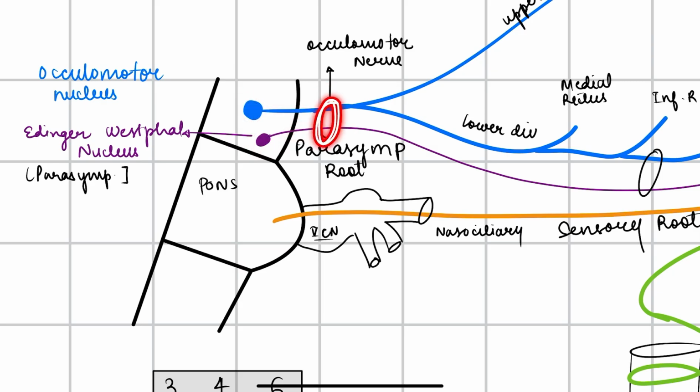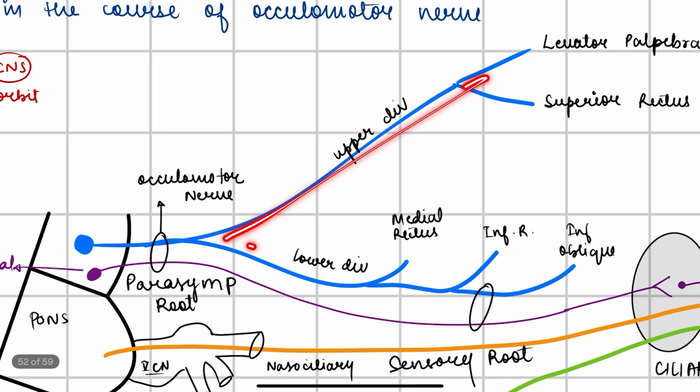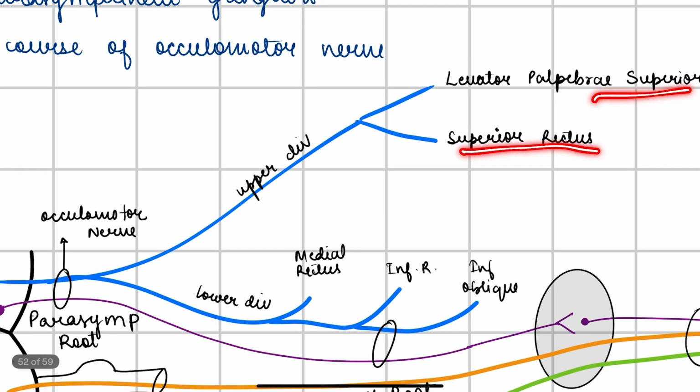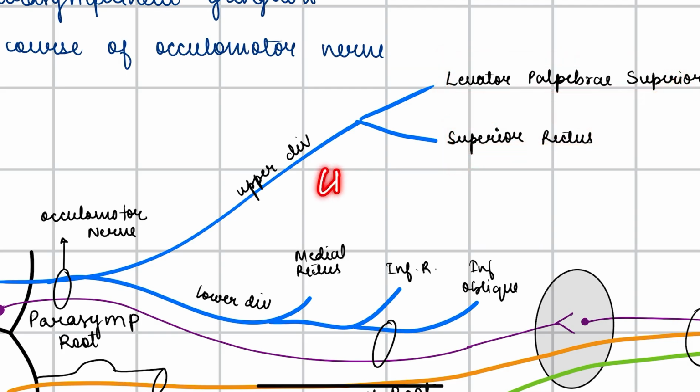So this oculomotor nerve gives like this to the nucleus. Now the oculomotor nerve moves and splits into the upper division and the lower division. There are two branches in the upper division, the levator palpebrae superioris and the superior rectus, supplying these two muscles, levator palpebrae superioris and superior rectus.